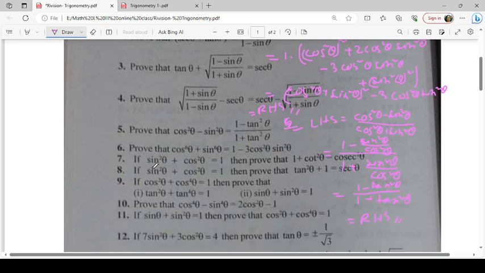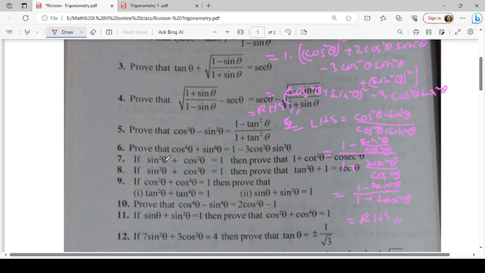Then number 7 is about sin square theta plus cos square theta equal to 1. Then prove that 1 plus cot square theta is equal to cosec square theta. So what we will do, we will divide this sin square theta plus cos square theta.